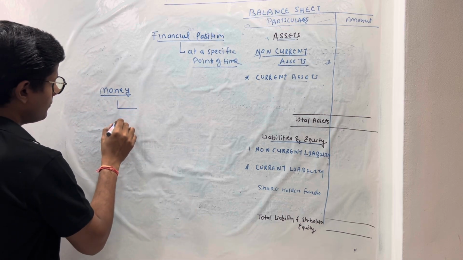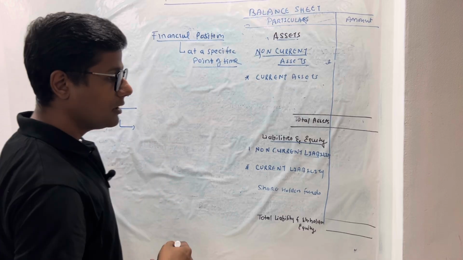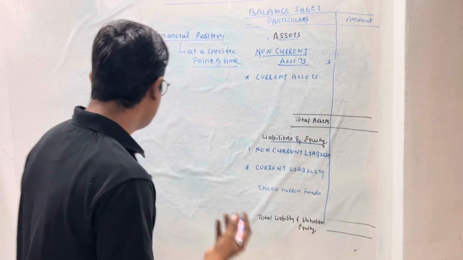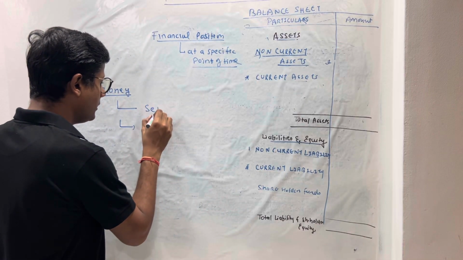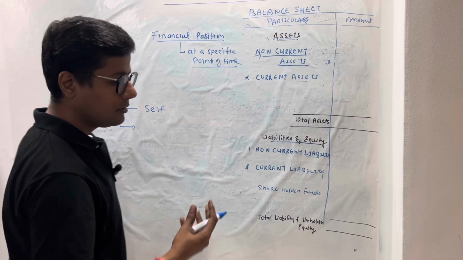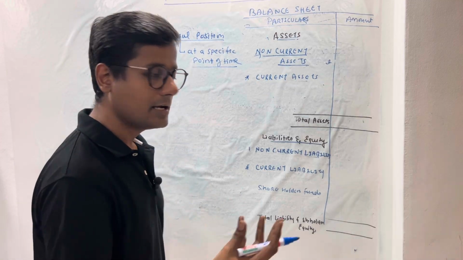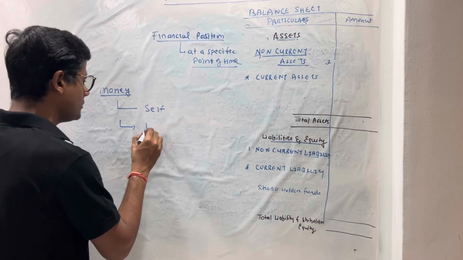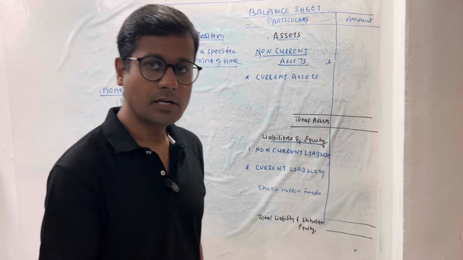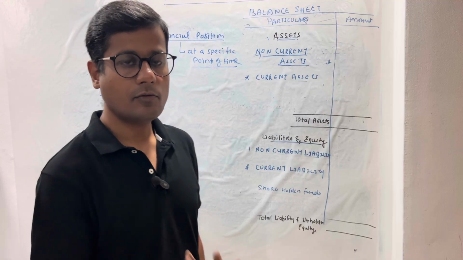So there are two things, right? Since you are starting the business, and for starting the business you need money, one is that either you will invest money by yourself, right? Or you will take a loan. You will get money from your friends, or you will get money from the bank. So you will take a loan. There are two sources basically. Either you put in some money yourself, or you get it from somewhere.